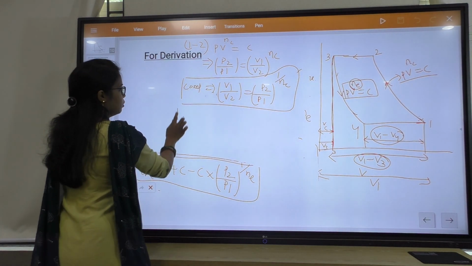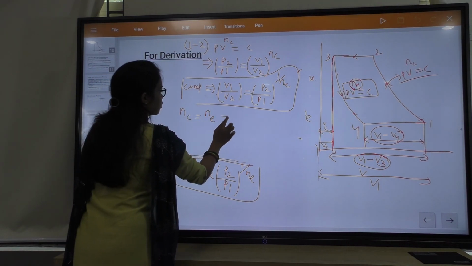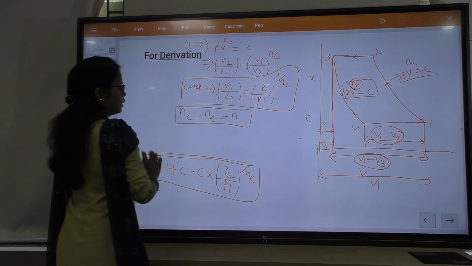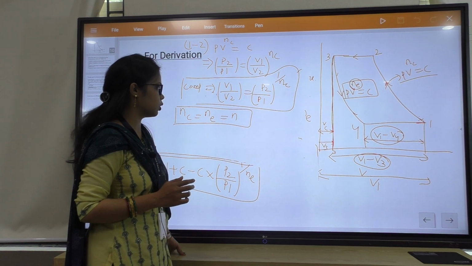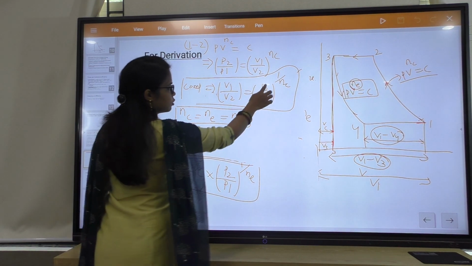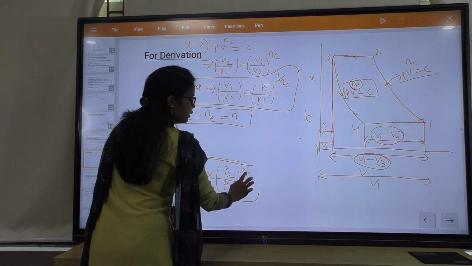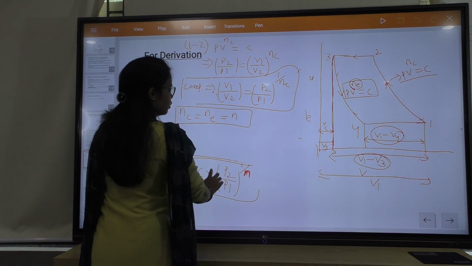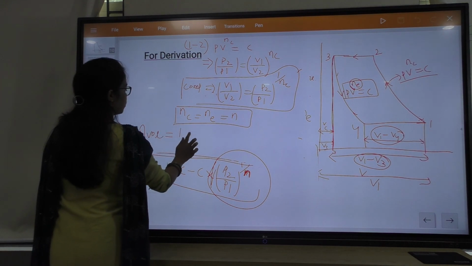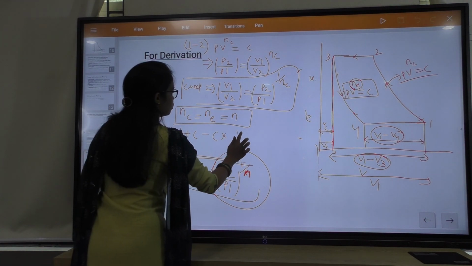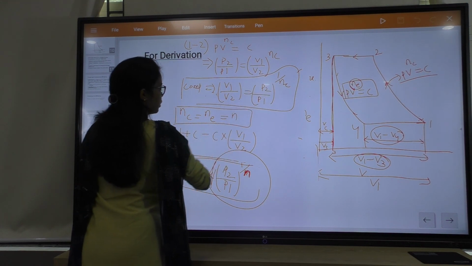Okay, so now let's assume Nc is equal to Ne is equal to N. If both the indexes will be the same, Nc is equal to Ne is equal to N, then P2 by P1 to the power 1 by Ne, you can write here only N. Clear? So here you can write volumetric efficiency is equal to 1 plus C minus C into V1 divided by V2, because V1 by V2 is equal to P2 by P1 to the power 1 by Nc.